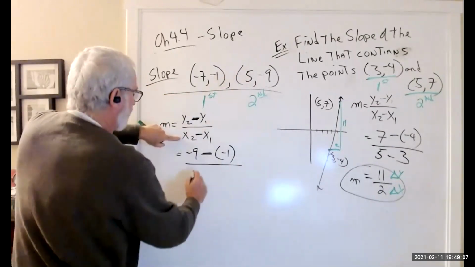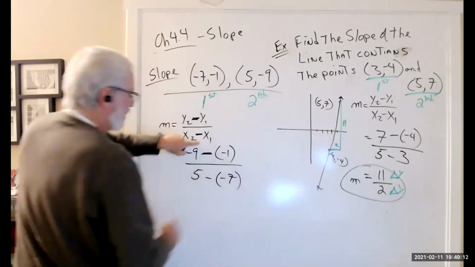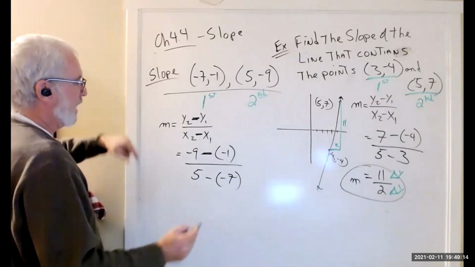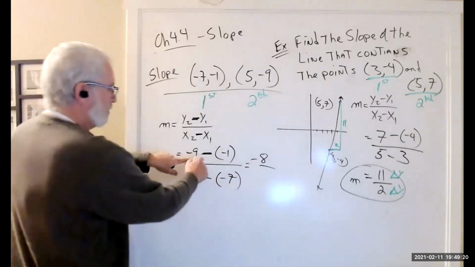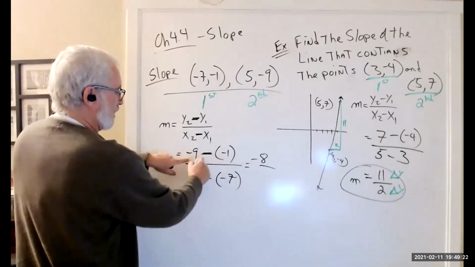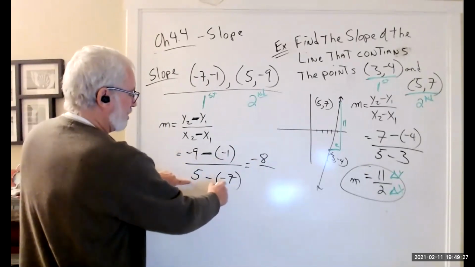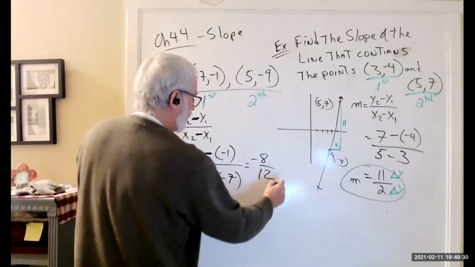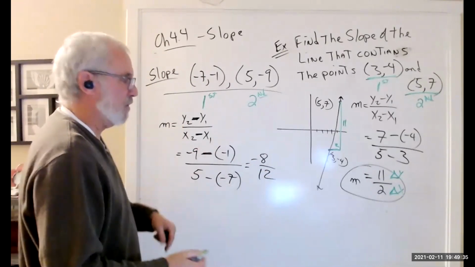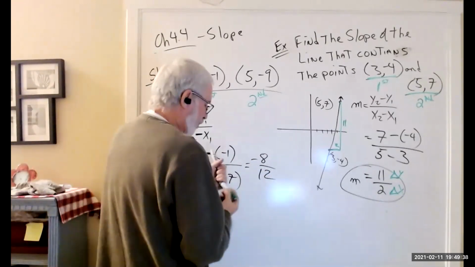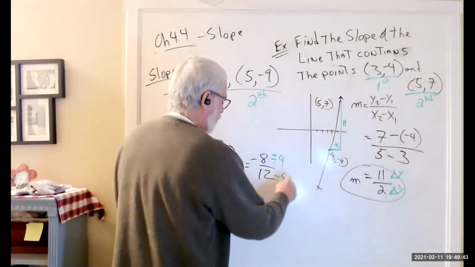Second x, 5, minus first x, -7. So 5 minus -7. Now we do arithmetic. -9 plus 1 is -8. Minus minus was plus. 5 minus minus 7 is 5 plus 7, which is 12. Now, that reduces. Remember, we reduce it down. We can reduce that by 4s, if you wish. Divide top by 4, divide bottom by 4.